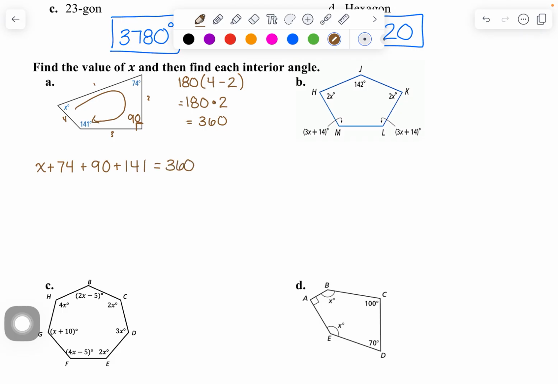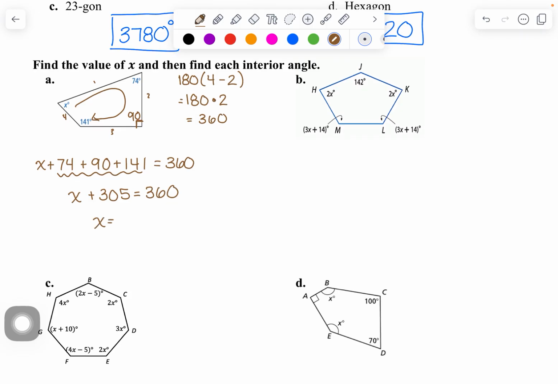So those 4 angles are going to add up to 360. And from here, I just solve. I start by combining my like terms. Make sure you're paying attention to positives and negatives when you're doing this. In this case, these are all positive. And so I get X plus 305 is equal to 360. Subtract 305, and X will be 55.